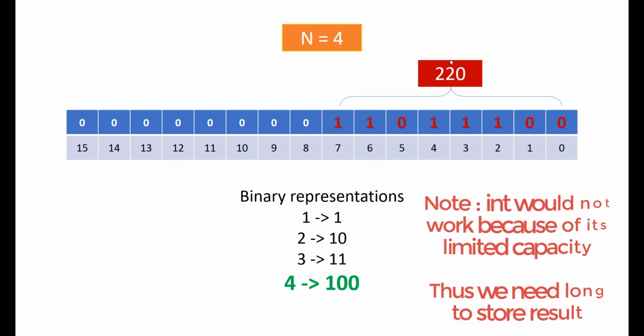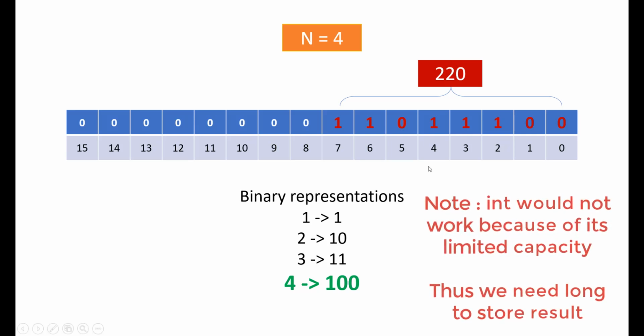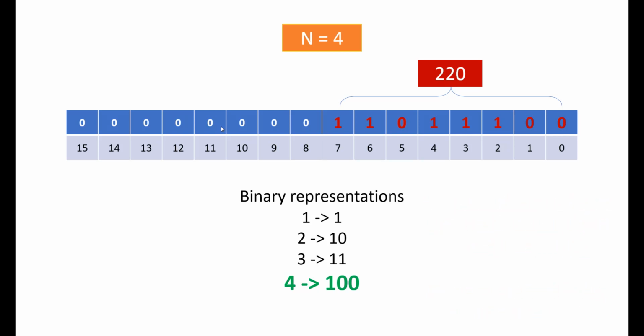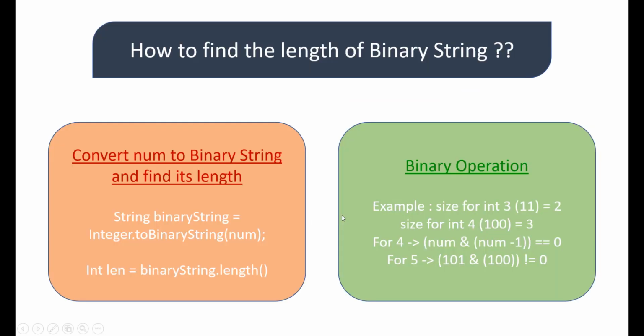Now the one thing to note is that while we are adding these numbers, we can go out of the range for integer, and so we would need to take long, as integer would not work in our case. The next question that arises is, how do we find the length of the string that we are going to add? For that we have two methods. First is to convert the number into a binary string and then find its length. In Java that can be done by using Integer.toBinaryString of the number, and the length would be this binary string dot length.